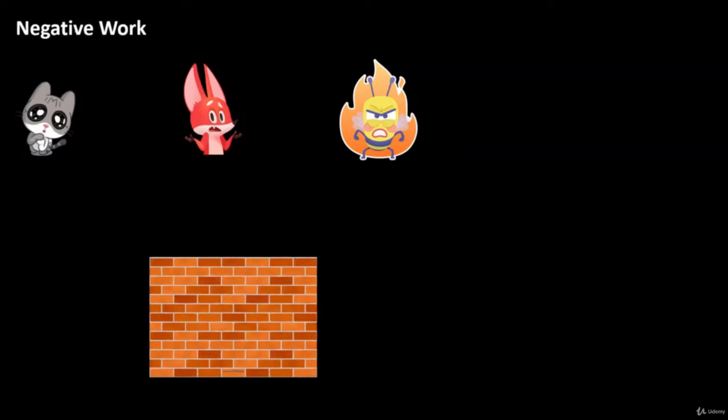Hi students, in this video let's discuss the concept of negative work. Alright, so over here we have Cat, Fox and Bee, and the work at hand is building a wall. Now Cat can do this by himself in 5 days, and Fox can do it by himself in 20 days. Alright, now over here you can see that B is angry. So B is only thinking of destroying this wall, and B can destroy the completed wall in 10 days.